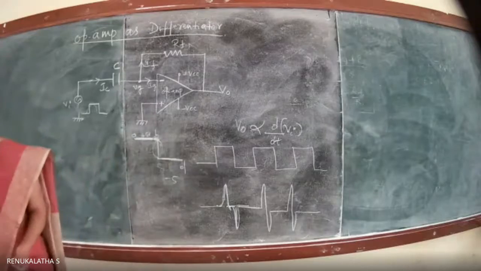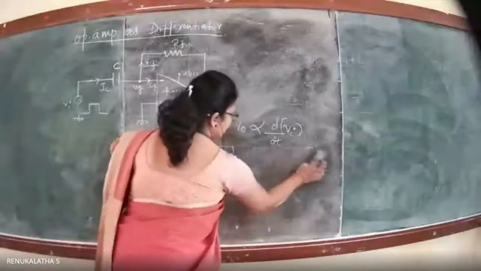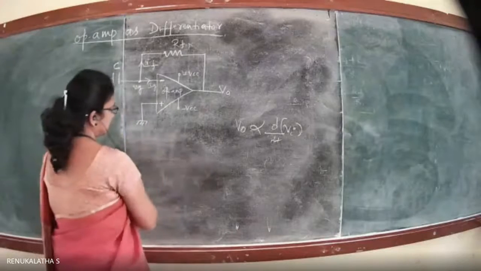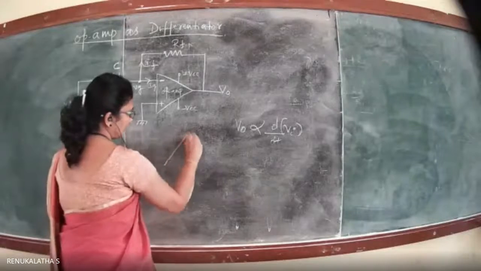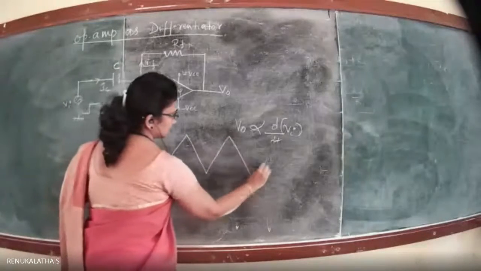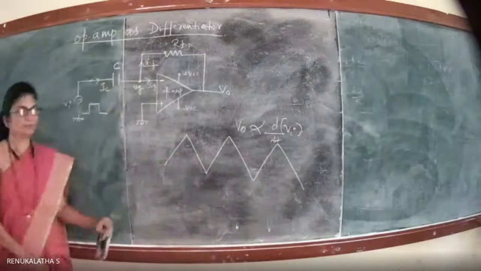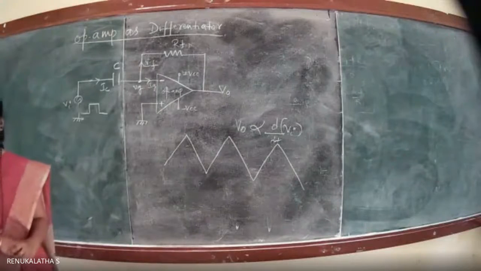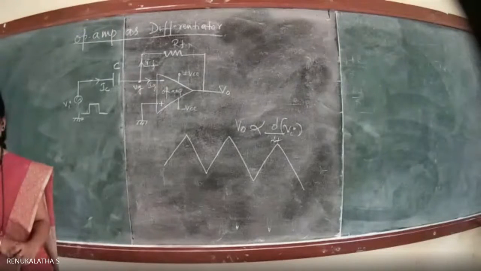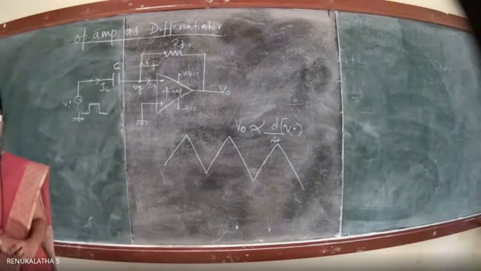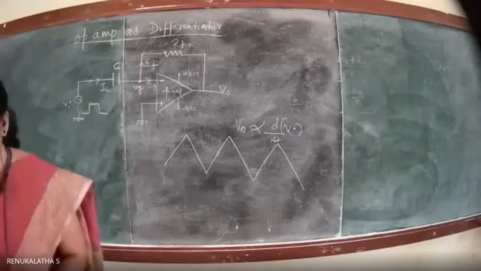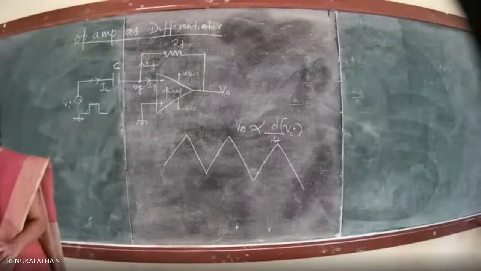Suppose you apply a triangular waveform. Now we shall apply a triangular waveform like this. What can I expect here? What can I expect if I apply a triangular waveform like this? Very good. Zero. No, no, no, it is not 0.